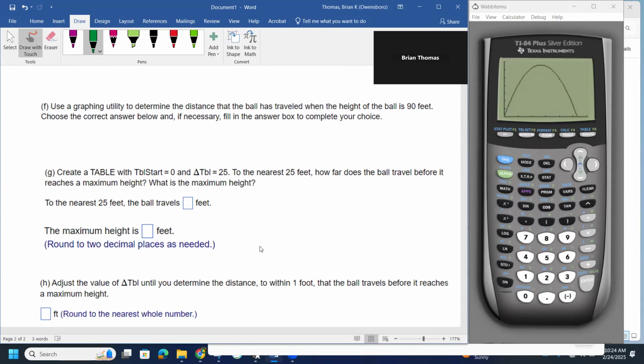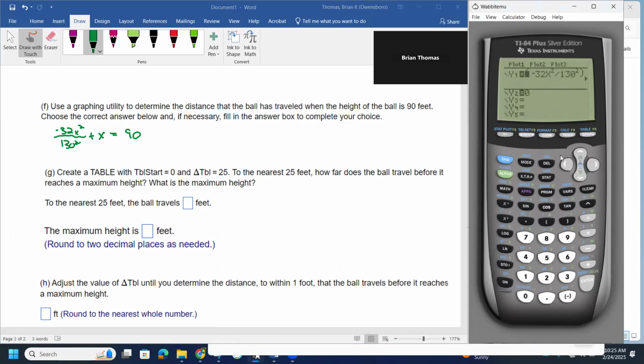So question F says, using a graphing utility, determine the distance the ball has traveled when the ball is 90 feet off the ground. So to do this, basically what we're saying is our function is this -32x squared over 130 squared plus this x. They want to know when we're 90 feet off the ground. Now, there's two ways of doing this. One way is to graph the horizontal line, y equals 90 as well. So instead of having 0 here, I could put 90.